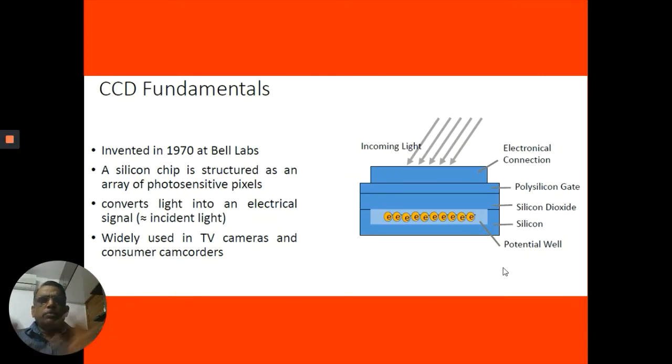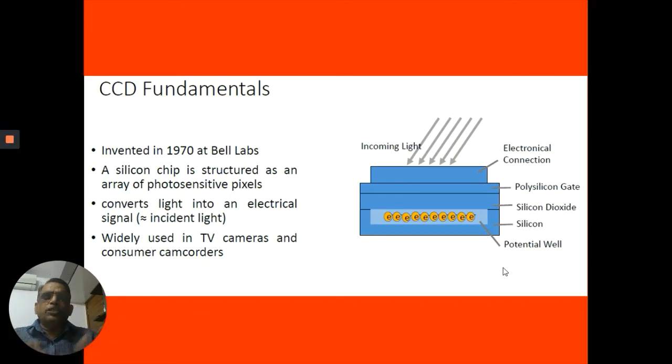So the number of elements that you have defines your resolution. This is what is called pixel resolution. You call them megapixels, right? Gigapixels, and so on. So the more megapixels, the more the resolution of the camera.